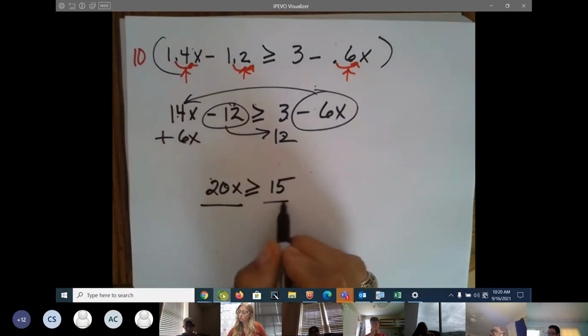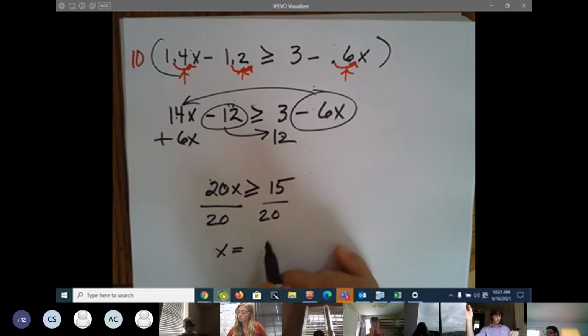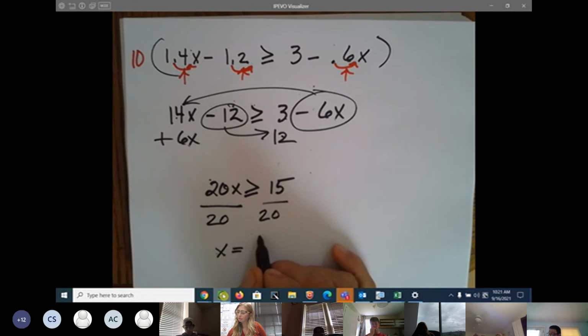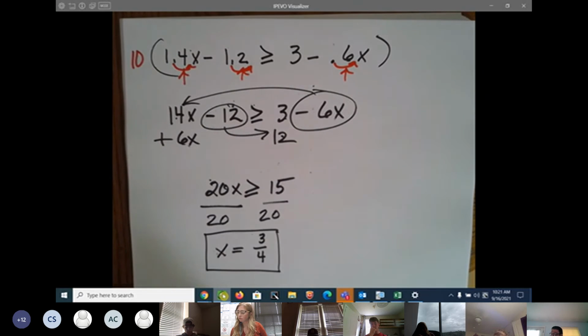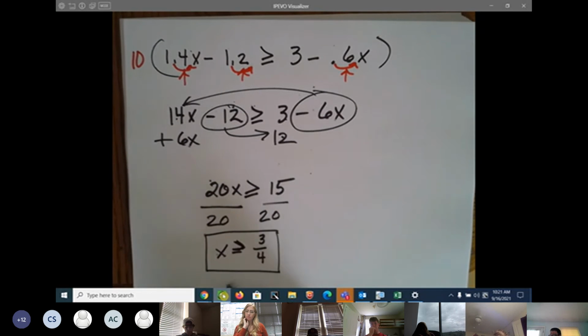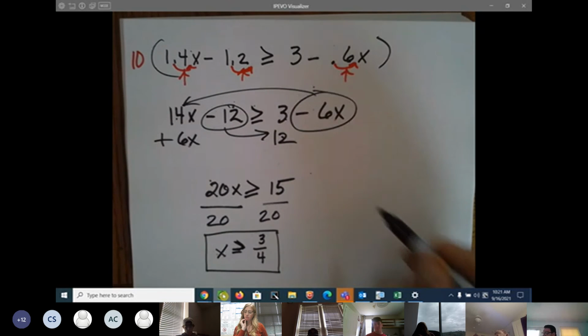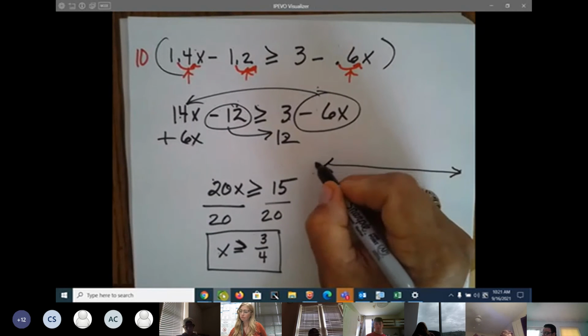And divide by 20. And x is equal to what? 5/4? No, 3/4. Yeah, 3 and 5 will go in there 4 times. So x is greater than or equal to 3/4. So I'm going to graph this because some of you may have forgotten how to do things with inequalities.